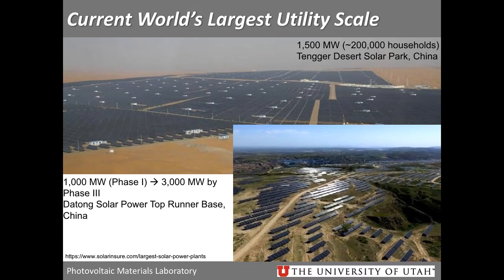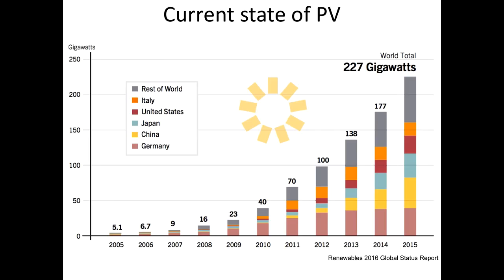So what is the largest utility-scale solar right now? It's in China. China is the single largest manufacturer of solar panels, primarily silicon. They have two big solar farms. One is 1,500 megawatts. To put that in perspective, that's about 200,000 households. That is completed. They have a second one of 1,000 megawatts, and they're expected to grow to 3,000 megawatts. These are huge solar farms that are being installed all over the world. Those were the two biggest, and they are about 2 gigawatts of production power.